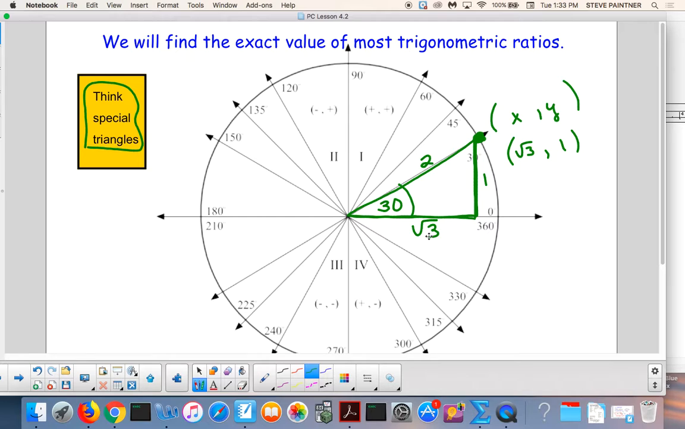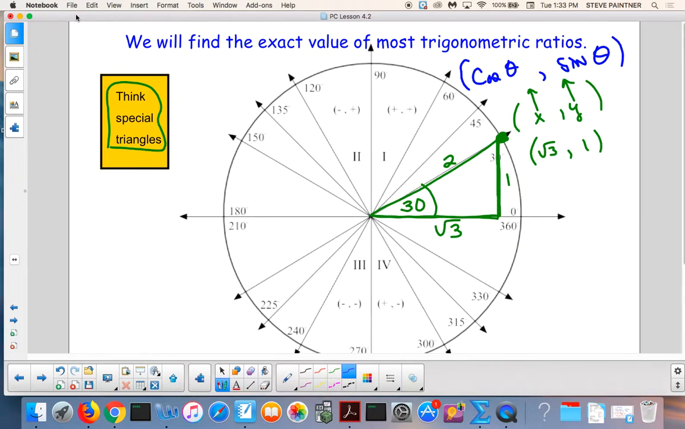Okay. Do you guys remember from your previous slide that the x value is really just what? And the y value is really just what? X is cosine of theta, right? Comma, what's y? Sine of theta. Do you remember from your previous slide? I'll go back. I'll try to prove it with you. Let me go back.